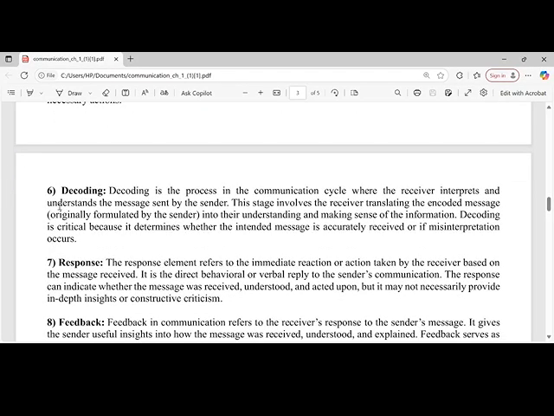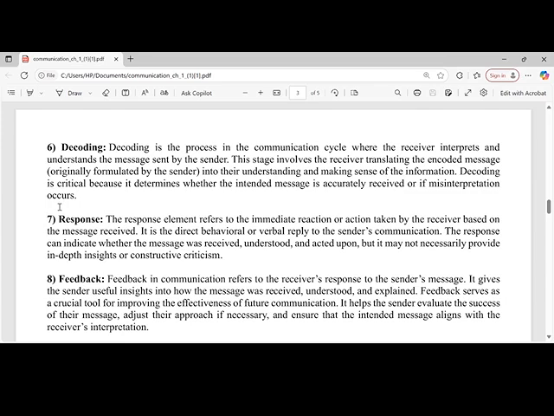Now, what is decoding? Decoding is the process in the communication cycle where the receiver interprets and understands the message sent by the sender. It involves the receiver translating the encoded message into understanding and making sense of the information. Sender कुछ message send कर रहा है, but it depends on the receiver and his understanding that how he decodes and how he interprets that message.